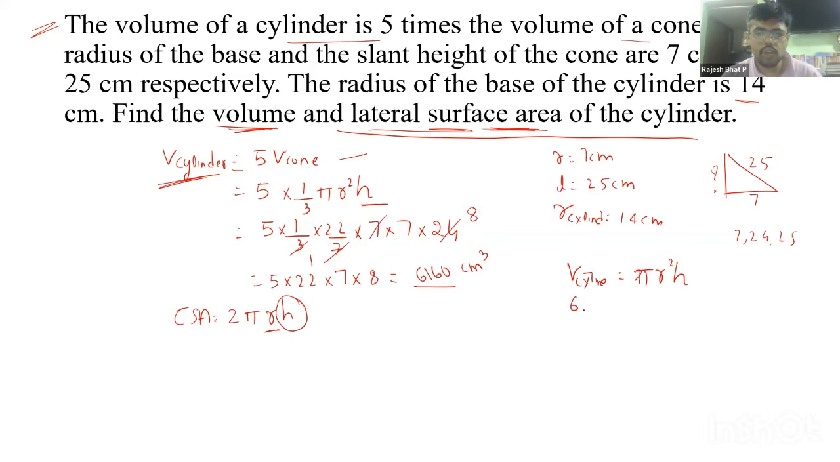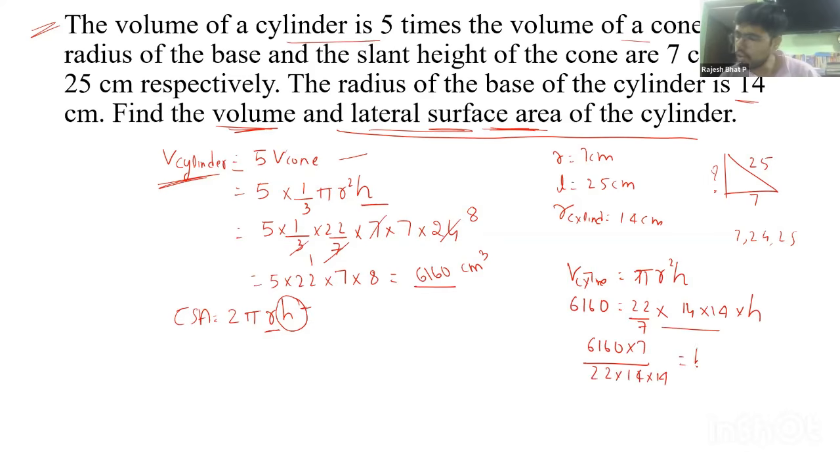What is the volume of the cylinder? I just found out 6160. This is 22 by 7. What is radius square? It is 14 given, so 14 into 14. What is the height? That is what I want to simplify here. Now just simplify 6160 into 7. Both these threes will come down, 2 in 22 into 14 into 14. When you simplify everything, I hope you will get 10 centimeter. So the height is 10 centimeter.